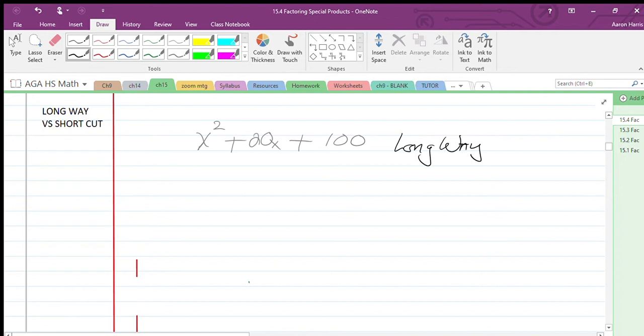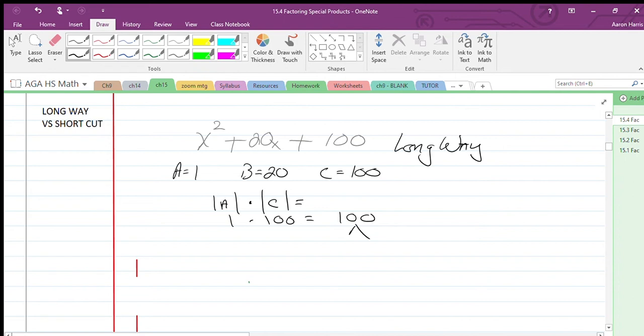So here we go. We always start off with A is equal to what? 1. B is equal to what? 20. C is equal to what? 100. Therefore, I'm able to do what? Absolute value of A times the absolute value of C. Okay? So that is 1 times 100. What's 1 times 100? 100. Very easy.